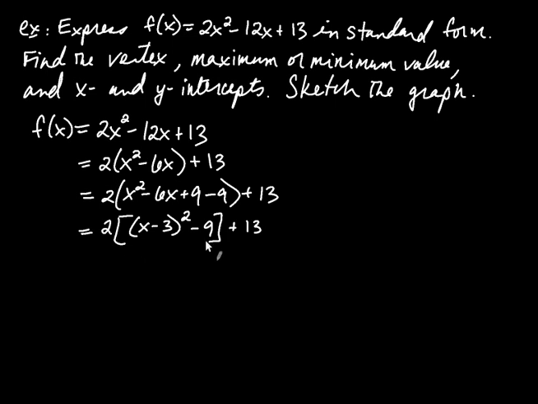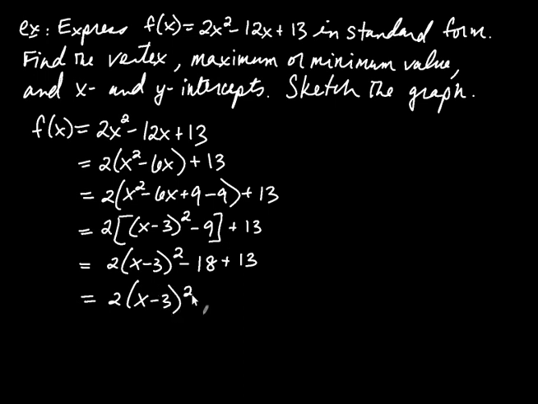Now it's important that these are still brackets because I then want to take that 2 and distribute it because it's a difference right there. So I'm going to multiply the 2 right here by that term, and then I'm going to multiply the 2 by the 9. So this becomes 2 times x minus 3 quantity squared minus 18, right? 2 times negative 9 is negative 18, and then plus 13. And then I can add these last two terms together. So I have 2 times x minus 3 squared minus 5, okay? And that's my parabola in standard form.